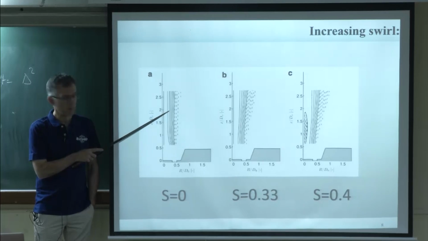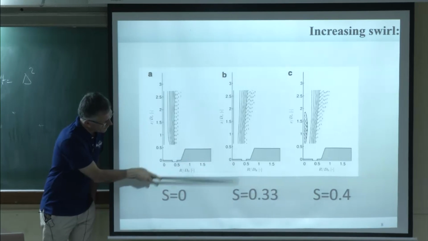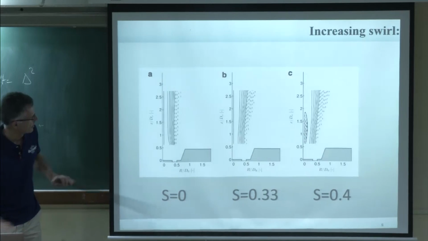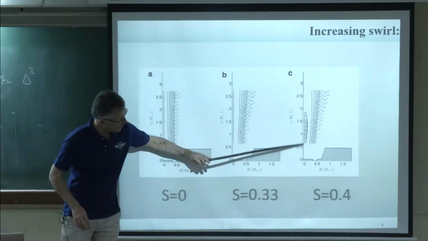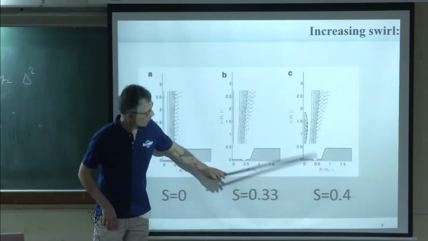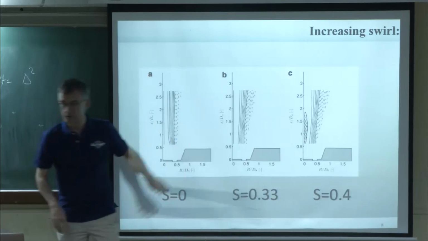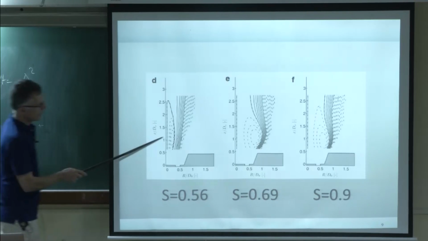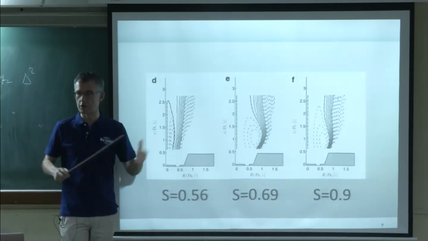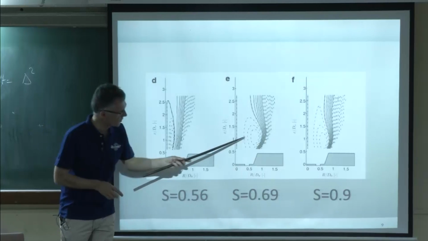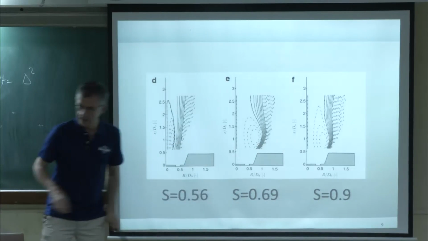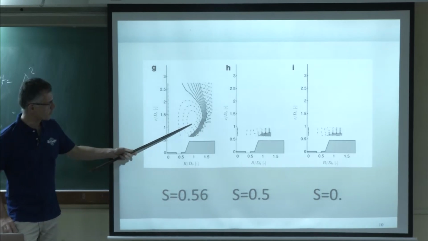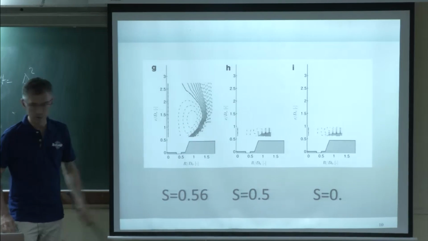Okay, simple. Then you increase the swirl a little bit to 0.3, and you see that the jet starts opening, and when you go to 0.4, you start creating a recirculated zone here. And then you keep increasing the swirl, and you start seeing this big recirculation zone that we like in combustion. And you go to 0.9, and when you are at 0.9, what you do is that you decrease again. You go back to 0.56, to 0.5, and to 0.